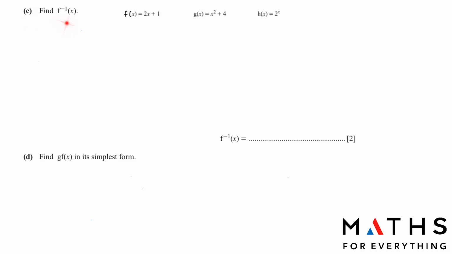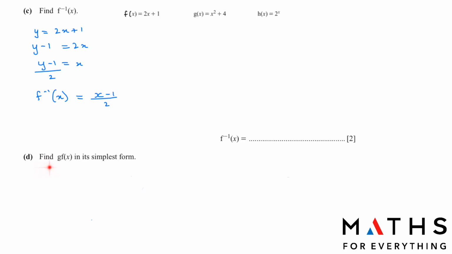Find f inverse of x. Again, this is a very repeated question. We are going to write y is equal to 2x plus 1. We have to make x the subject. Shift the 1 to the other side, it will become negative 1. And then we divide y minus 1 by 2. That will give us the x alone. So in place of x, we are going to write f inverse of x, and in place of y, we are going to write x. So the inverse is (x minus 1) over 2.